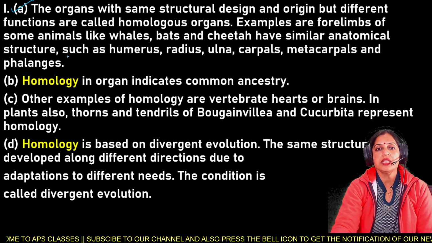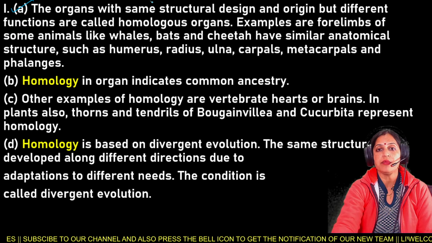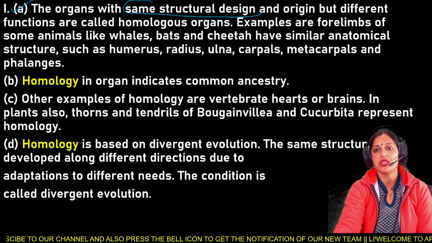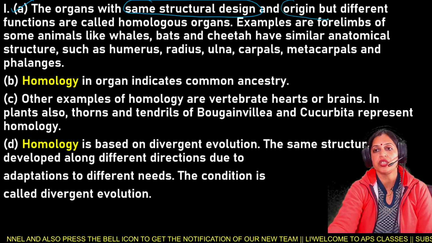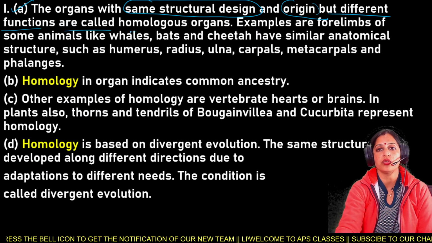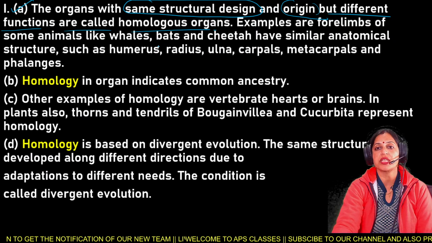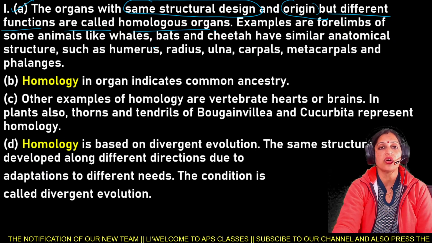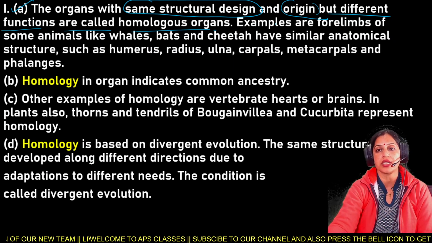First is organs with the same structure design. Organs which have the same structure design and origin, but different functions, are called homologous organs.